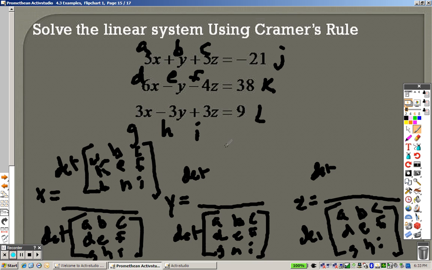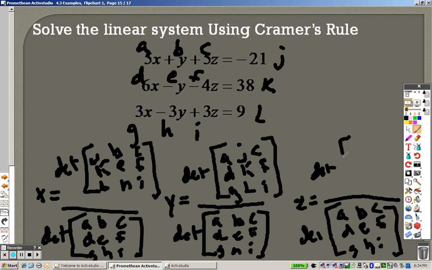Since I'm solving for Y, notice how Y has the answers, but everything else stays the same, right? Everything else stayed the same. And in this one, since solving for Z, the answers go in Z, but everything else stays the same. And there's how you would find all three of your answers.